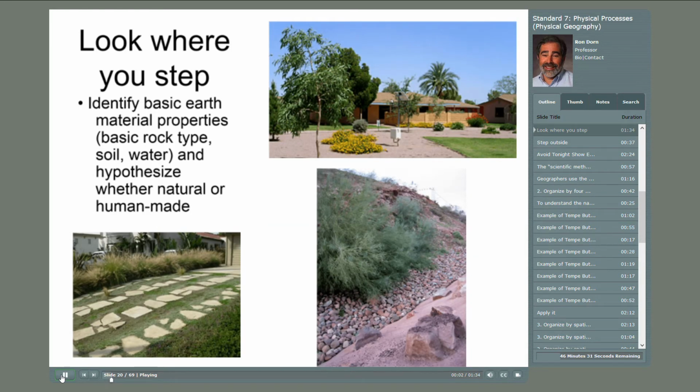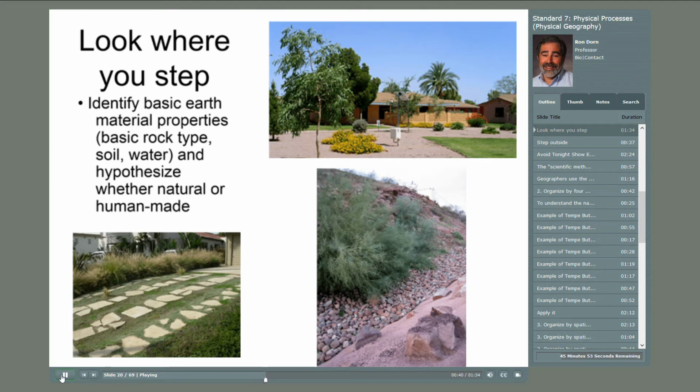It's also about looking down. Look where you step. Can you identify the basic earth materials, the basic rock types, whether it's soil or water, and just simply play a game? Is it natural or is it man-made? Take a look at the stones in the lower left-hand corner that somebody did for their driveway. Does that look natural or man-made? Kind of looks natural to me at the surface, but in reality, it's old pieces of concrete that have been broken up, and they're random, and it looks kind of like flagstone, but it's reused concrete.